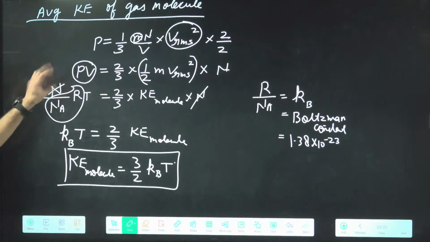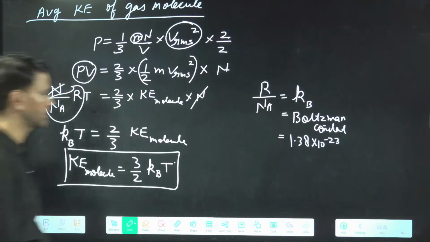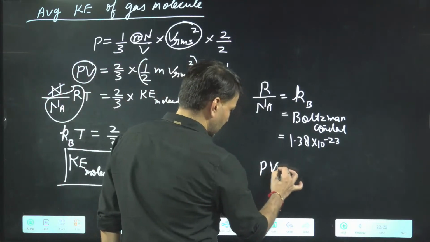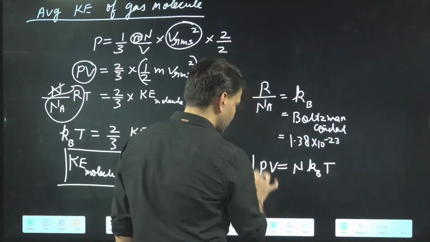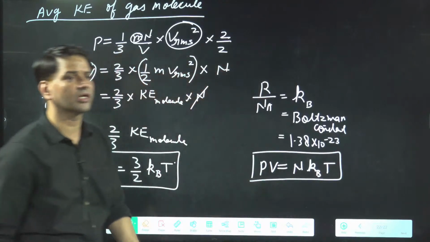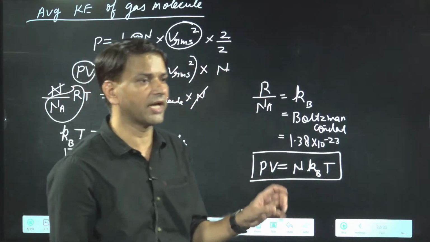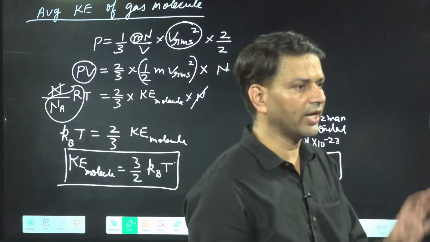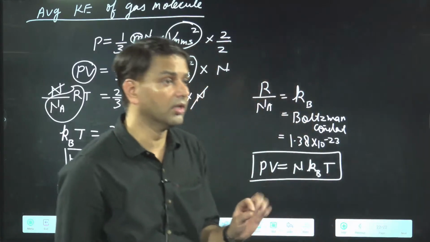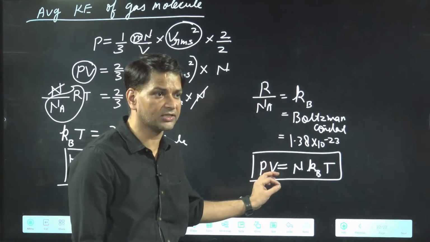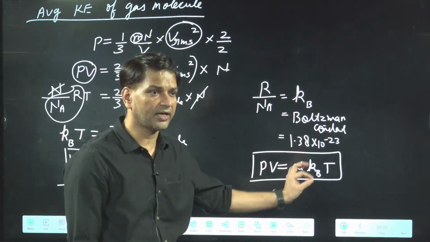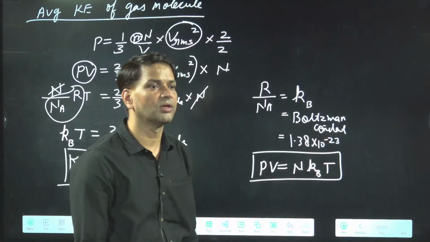So from that we got one more relation. PV we can write as NKT. PV is equal to N Kb into T. That is another form of the ideal gas equation. If you are using the mole, you will write nRT. PV is equal to nRT, when n is the mole. If you are using the number of molecules, then the ideal gas equation you can write PV is equal to N K into T. Yes or no?